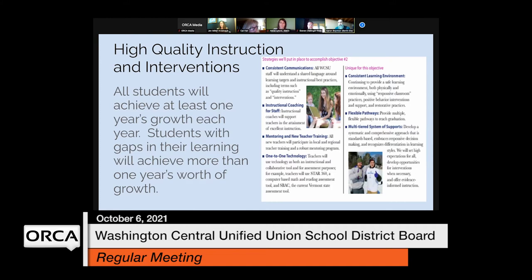Flexible pathways and multi-tiered systems of support are still in the works, especially at the elementary level. Multi-tiered systems of supports are a way to look at data and ensure that our systems within our schools are helping meet the needs of all kids, whether that be strengthening tier one, which is instruction at the classroom level, to the next level of intervention, and even up to further supports around special education. And finally, around trauma-informed practices. This wasn't part of our original planning of our implementation plan, but it's an integral part of our consistent learning environment.